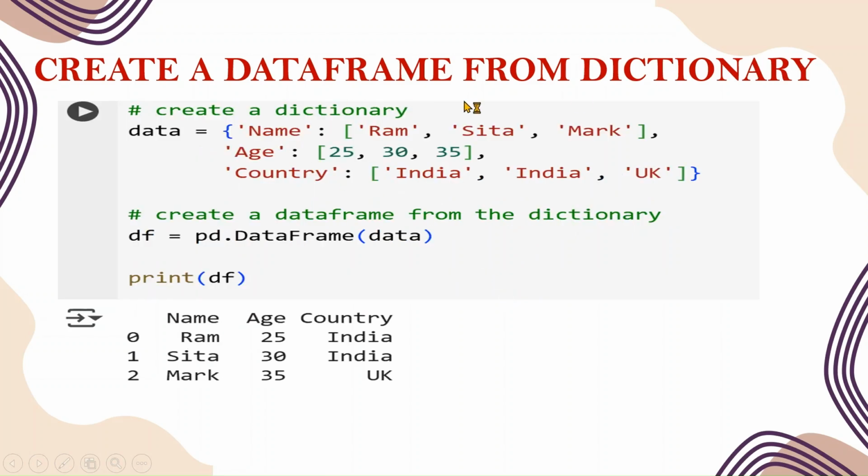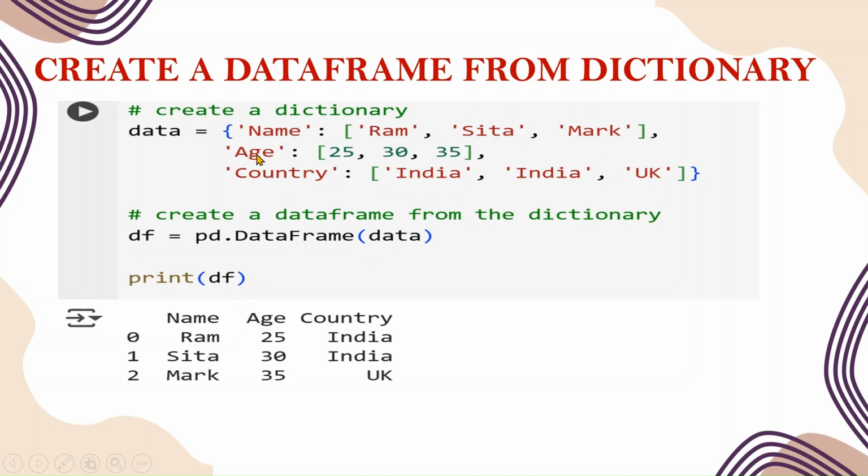Now creating a data frame from a dictionary. Here you can see I'm creating one dictionary. Name is the key and this complete list is the value. Age is a key and the complete list is the value. Country is a key, and the complete list is the value. Now I'm passing this complete data as a parameter for the data frame, creating a data frame variable and printing that.